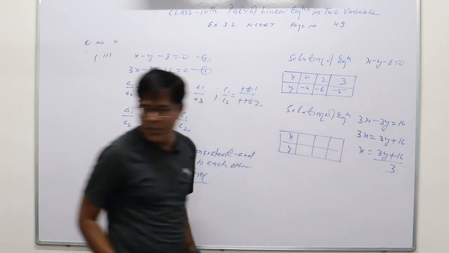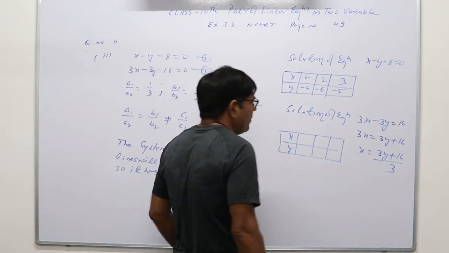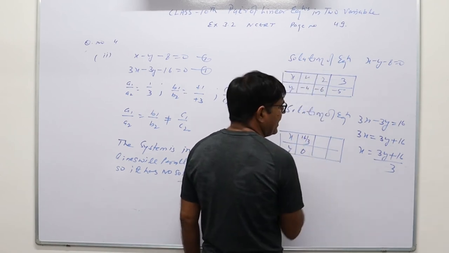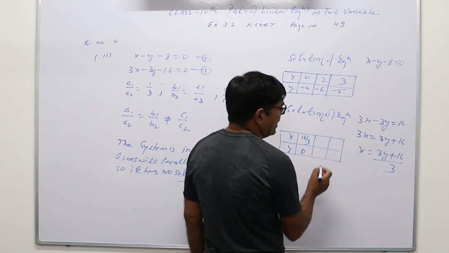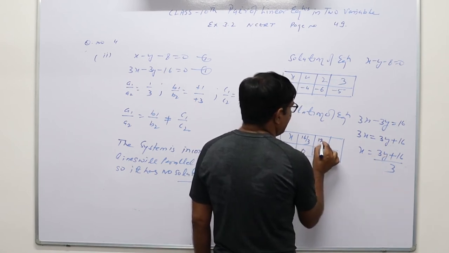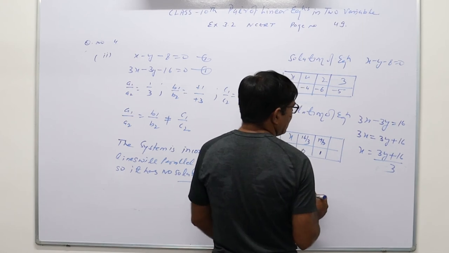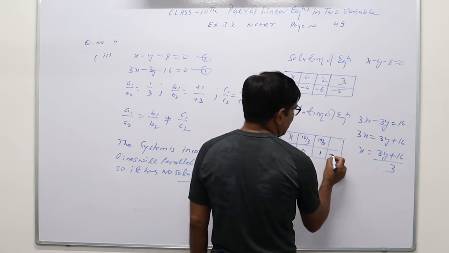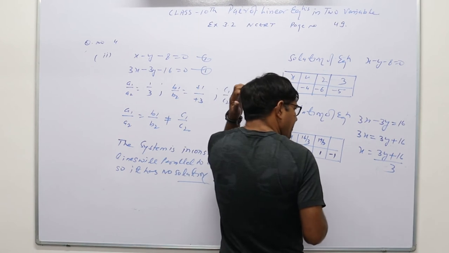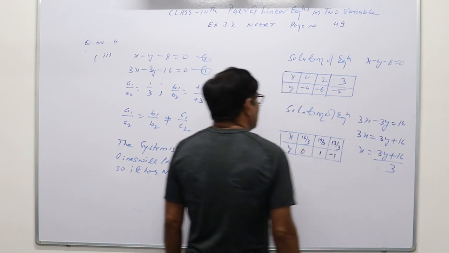Now you have to take at least three solutions. If we put y equal to 0, then x will be 16 by 3. If we put y equal to 1, then this will be 3 plus 16, 19 by 3, because this will be in rational form. And if we put y equal to minus 1, then it will be minus 3 plus 16, that is 13 by 3.